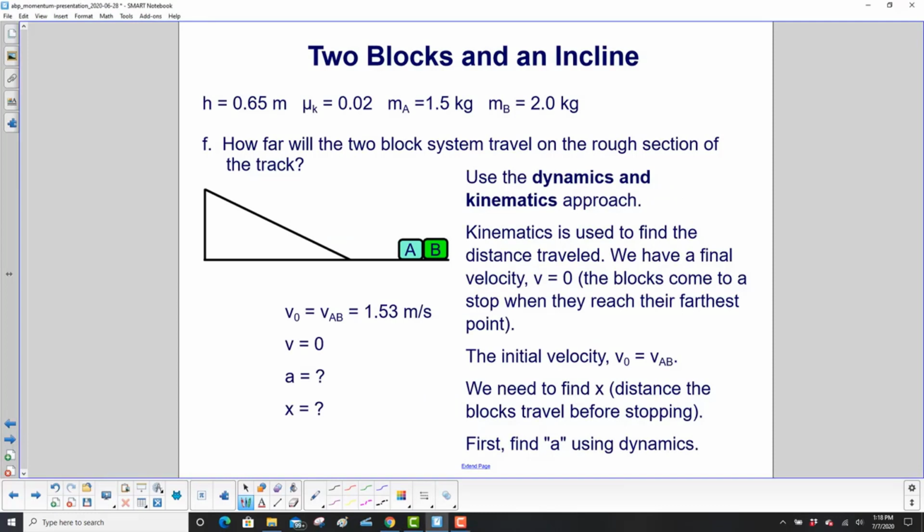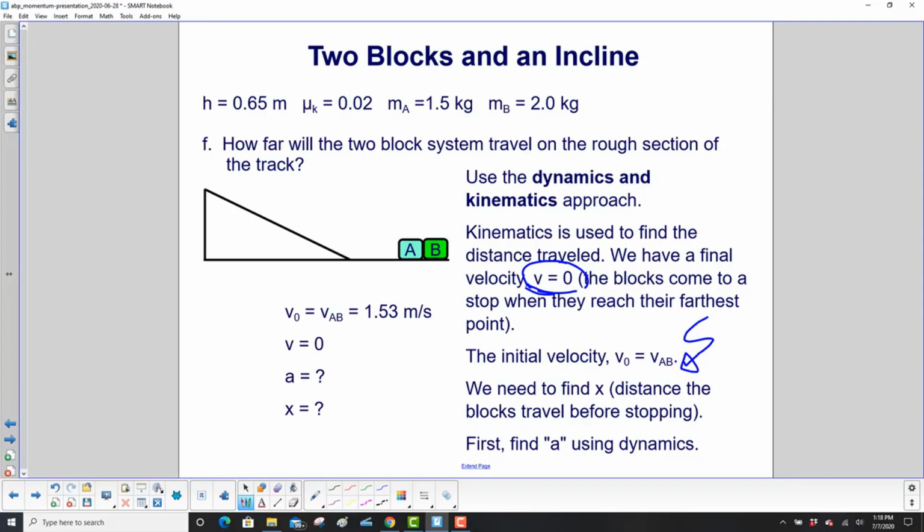Now let's work on the dynamics and kinematics approach. Kinematics is used to find the distance traveled. We have a final velocity, v is equal to 0, because the blocks come to a stop when they reach their farthest point. We have initial velocity, v sub ab. We need to find x, the distance the blocks travel before stopping.